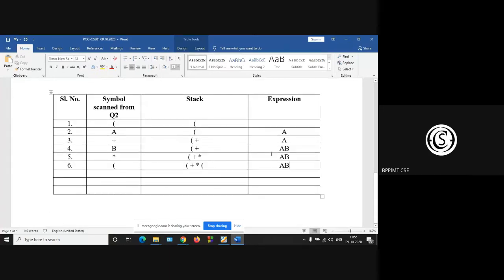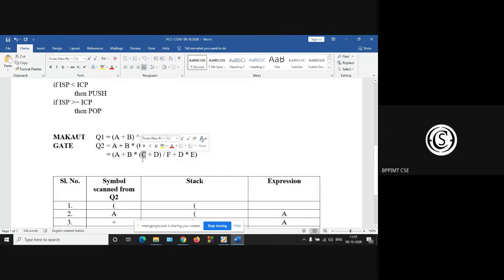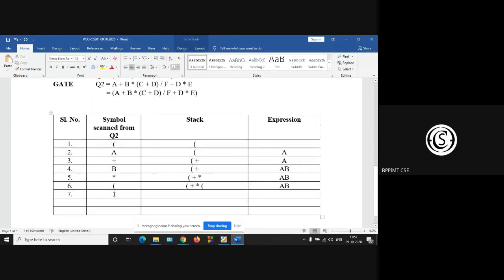Okay. Now, number 7, C. So you have to put this C. Now, as C is the operand, we have to put this ABC in the expression. Okay. And copy this one and paste.